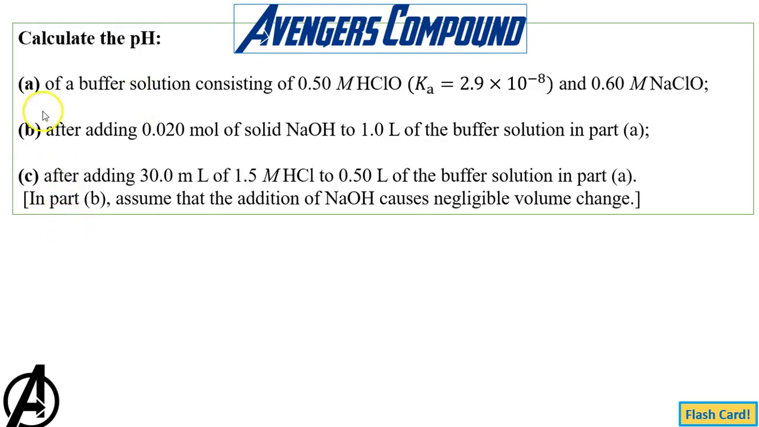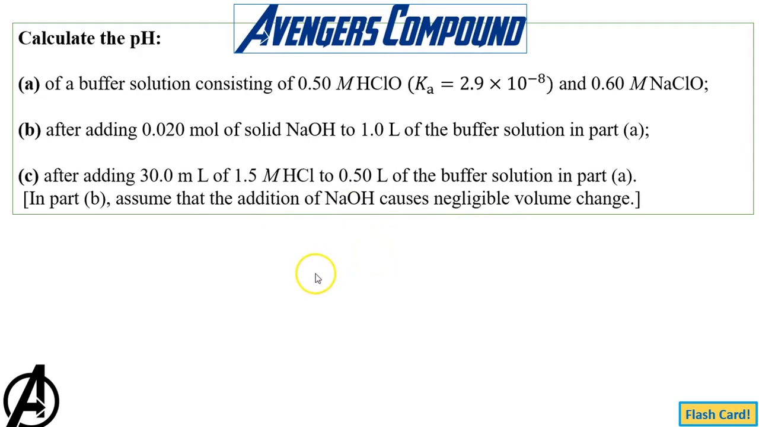We first have to get our overall RICE table just for the initial amount. And then after we add NaOH, we have to have a RICE table to get our new initial amounts. And then finally, we're going to use a brand new RICE table with our initial amounts to get the pH that we're looking for. Finally, in part C, we're going to, of course, use our initial amounts that were in part A, and then we're going to get brand new initial amounts after we add our HCl. Once we get our brand new initial amounts, we're going to use those amounts to find pH. And so yes, there's going to be a lot of RICE tables that we have to go through.